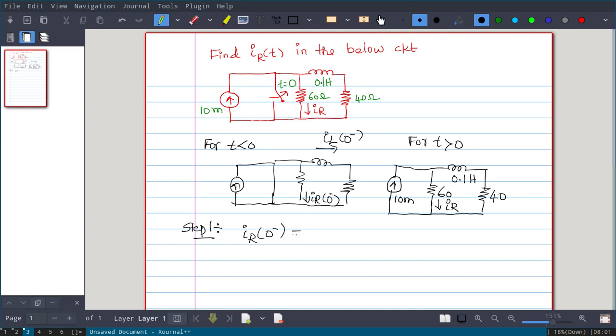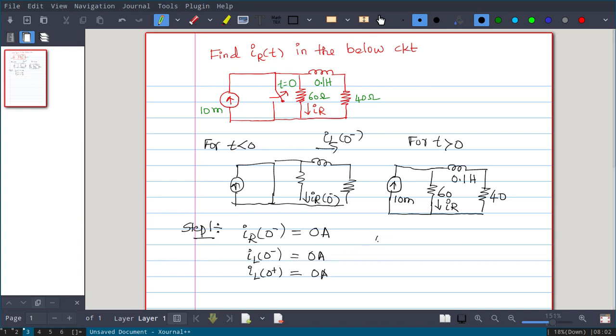So IR of 0 minus, directly we can write it is 0 ampere. So no current flows through. And we will write IL of 0 minus also, because this is required to write IL of 0 plus. So that is also 0 ampere because of this short circuit. No current flows through the resistor, or the inductor. What is IL of 0 plus then? IL of 0 plus will be 0 ampere itself because it is nothing but IL of 0 minus.